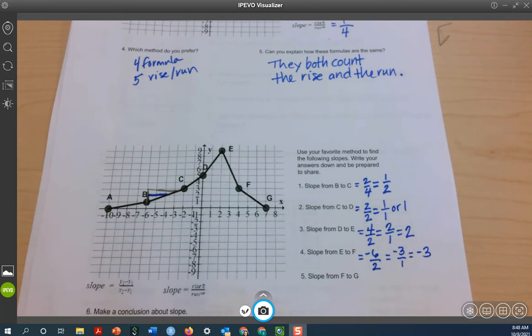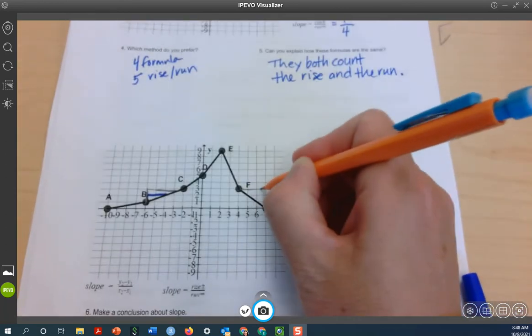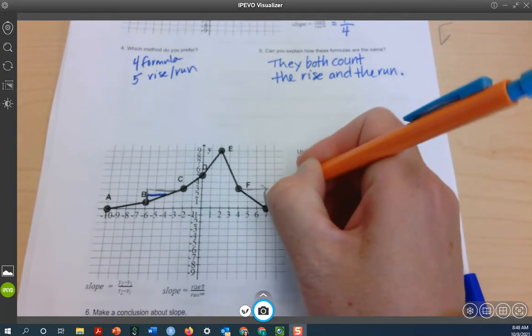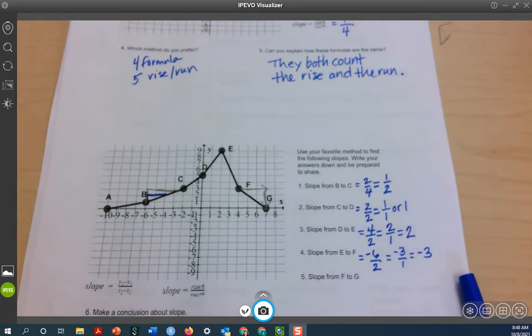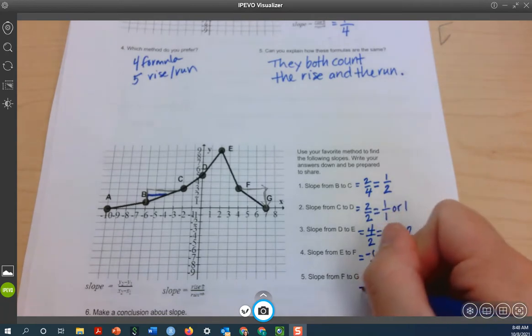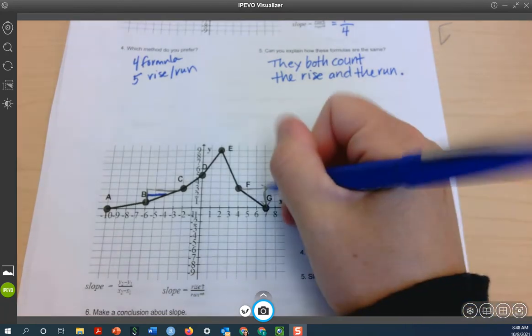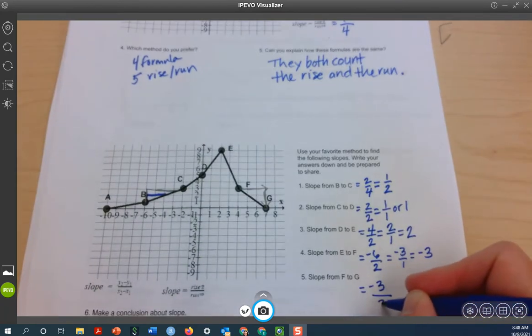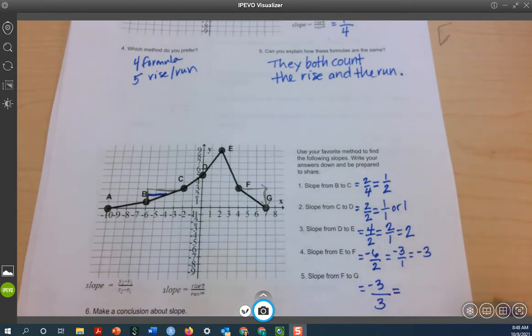And who would like to do FG? Go ahead, Shelby. Okay, over 3 and down 3. So I'm going to put the rise on the top. So I'll put the -3 on the top, because that's the down. And then I'll put the 3 on the bottom. That's the over. And what does this simplify to, guys?